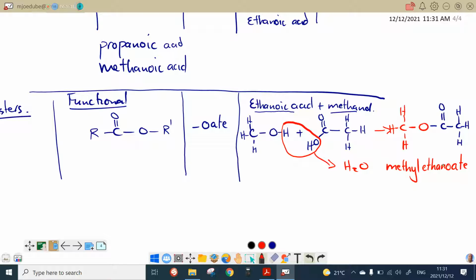And then there's also going to be the water as well. Remember we said when it reacts, the water molecule gets eliminated, so that's one of the other products that is formed. All right, so very simple, very straightforward. Remember that the first part of the name is from the alcohol, and the second part is from the carboxylic acid.